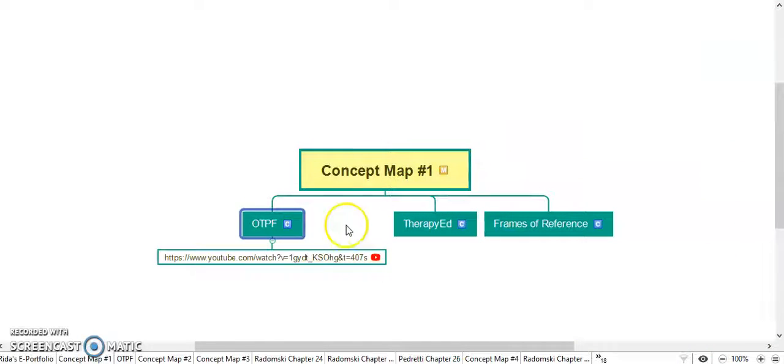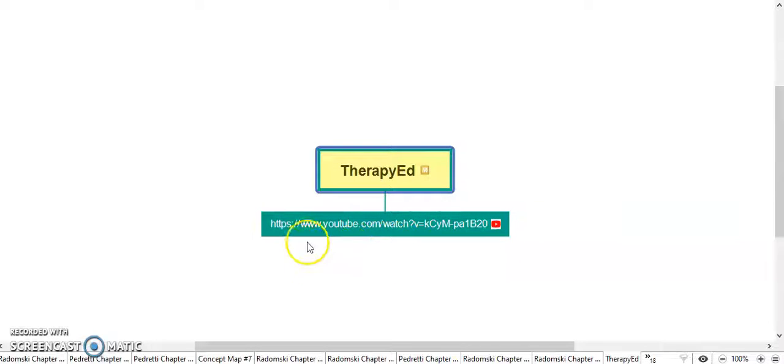Therapy Ed. Also, I wanted to mention that I included an OTPF link on YouTube. That way, it's just another way to help memorize and help keep those terms in mind. Therapy Ed, this is also a link to become more familiar with the NBCOT, and then if there's any particular areas that I want to work on, or if there's certain topics that I already know that I'm familiar with. So it's just a great reference to look at.